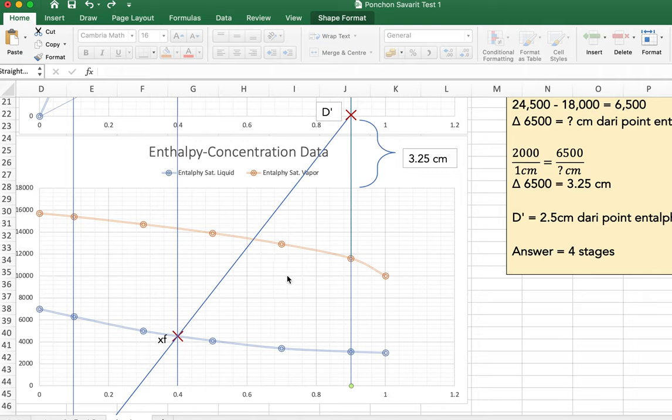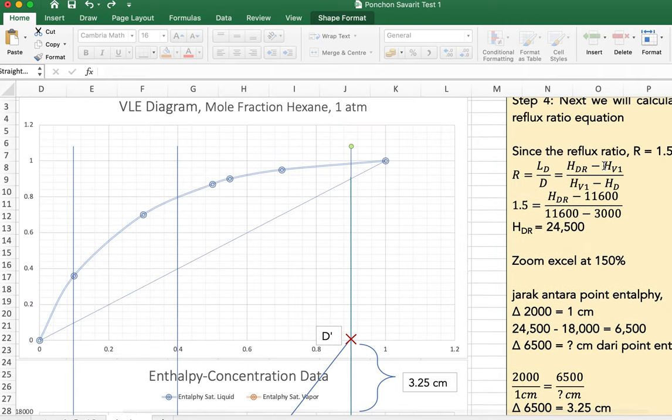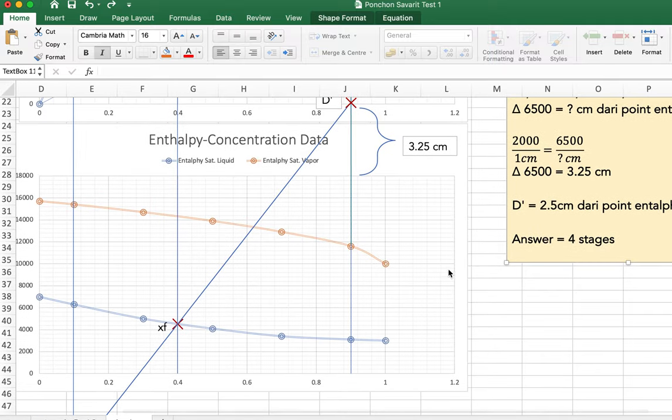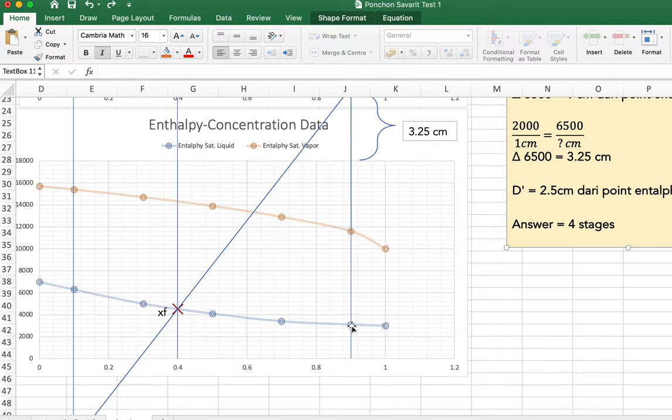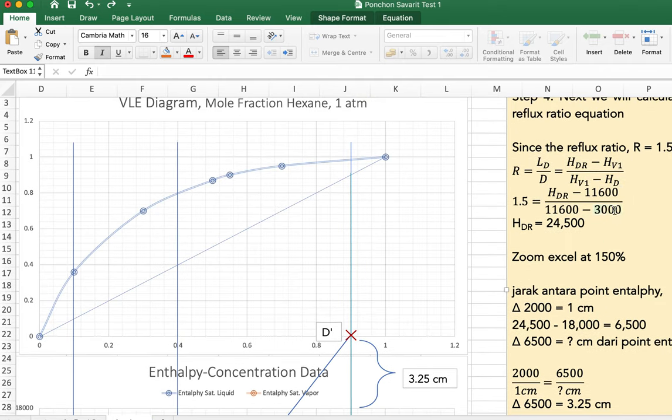And then we need to determine the HV1. So HV1 is basically the enthalpy at the intersection here, enthalpy of saturated vapor curve. Okay, you read the value on the x-axis. Okay, make a line straight to the left. So you will get 11,600. Okay, and then make a line from this intersection between enthalpy saturated liquid to the XD vertical line. Okay, draw a line straight to the left, and then you read the enthalpy value. Okay, the enthalpy value should be between 2000 and 4000. In this case, my value is 3000 for the HD.